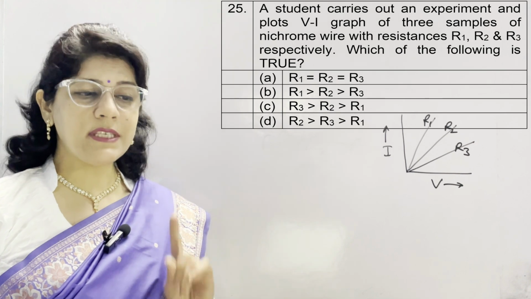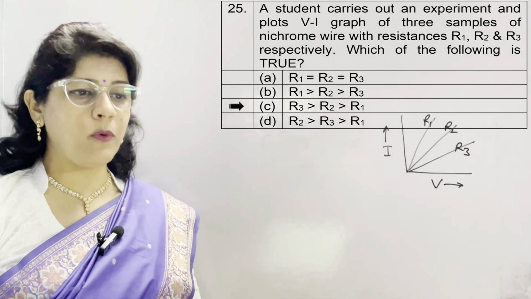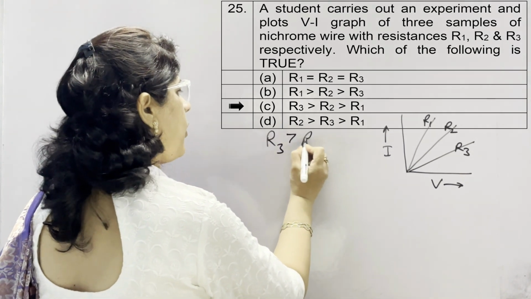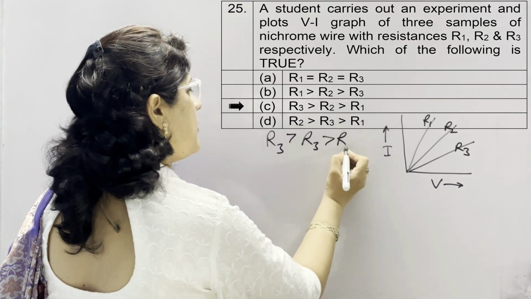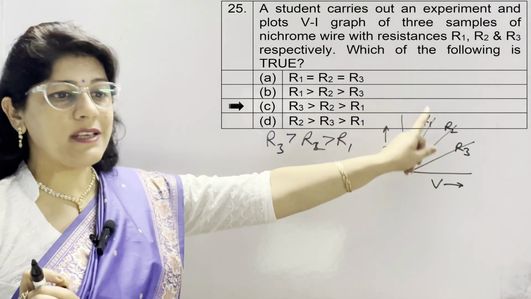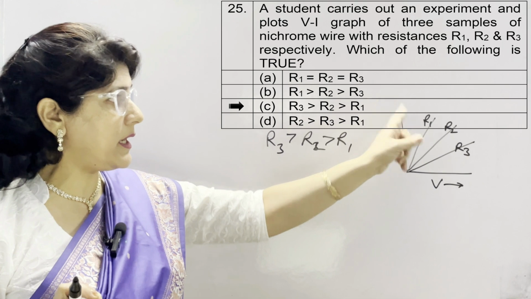Here, correct option is C. R3 is greater than R2 and then greater than R1. Why? Because this graph that has been plotted is not a VI graph, it is an IV graph. It means this is a graph of conductance, not of resistance.